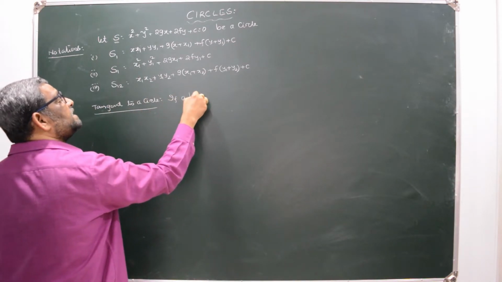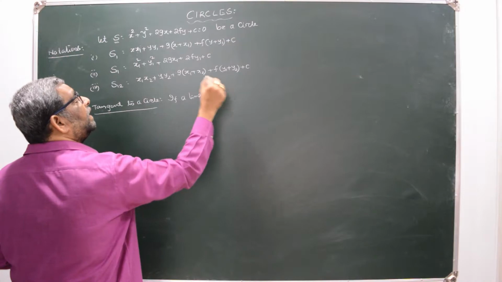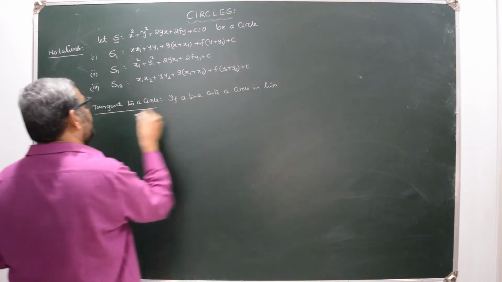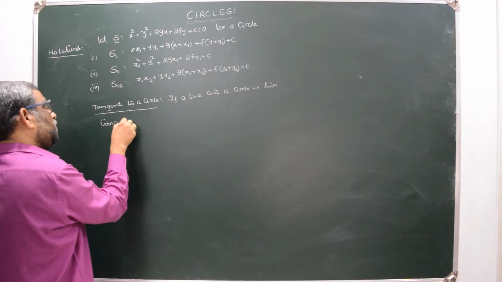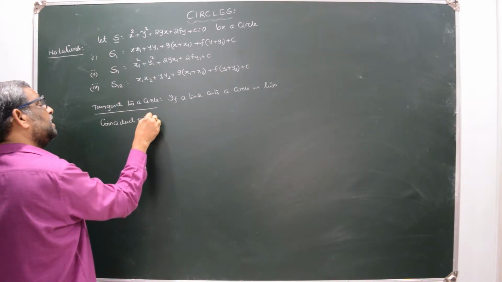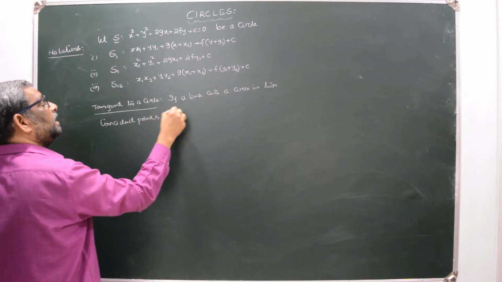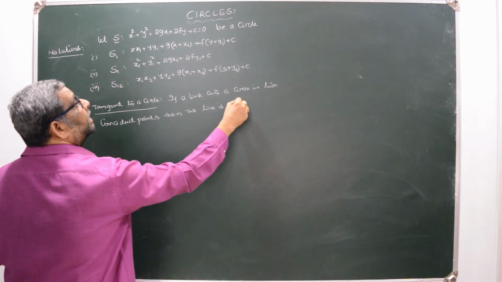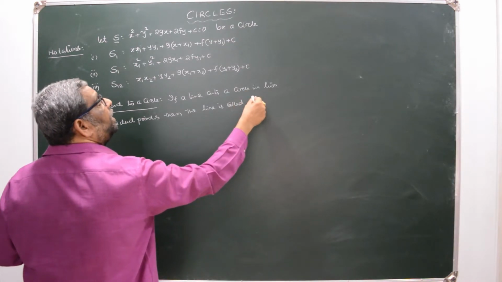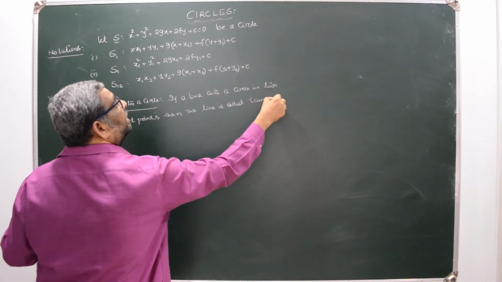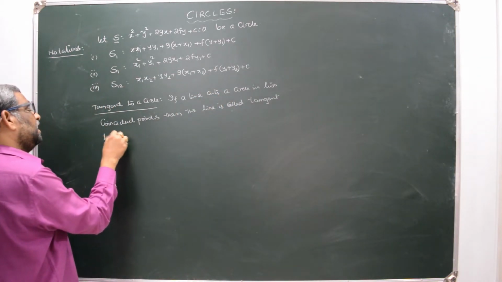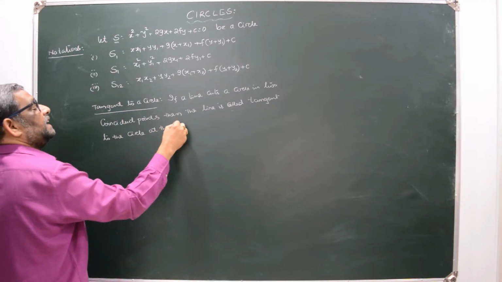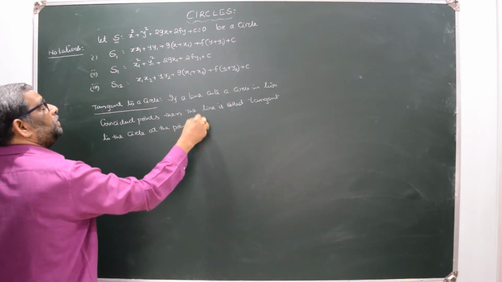If a line cuts a circle in two coincident points, then the line is called tangent to the circle at the point of coincidence.